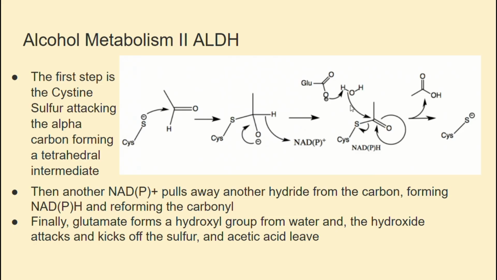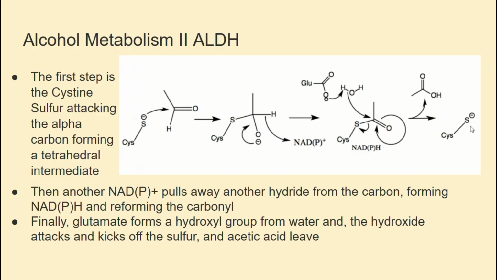At which point, a glutamate is going to take a water. Water is sort of omnipresent in all of these reactions, and it is going to pull off a hydrogen, and that's going to turn that water into a hydroxide anion. And then that hydroxide anion is going to swiftly attack the carbonyl, and it is going to kick off the cysteine sulfur, and leave as acetic acid.